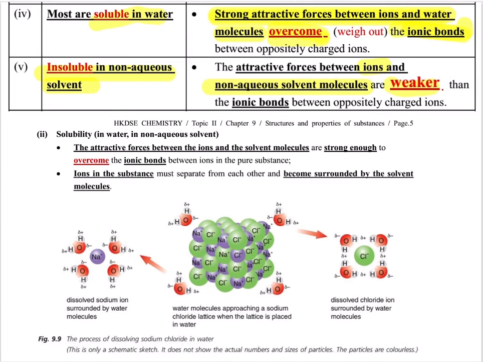Okay, so for this one, it is insoluble in non-aqueous solvent. So yesterday I talked about non-aqueous means not water. So for ionic compounds, if it is added to a non-aqueous solvent, it is not soluble. Why? Because the attractive force formed between the ions and also the non-aqueous solvent molecules are weaker, are too weak. They are too weak. That means they are not comparable with the ionic bond.